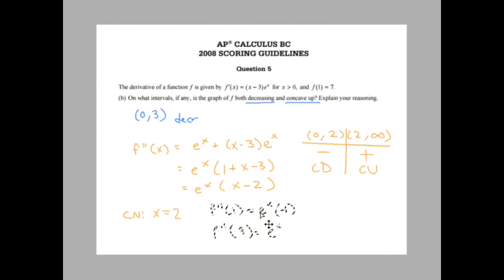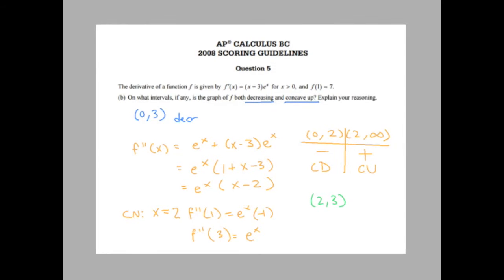Therefore, since we're trying to find where it's both decreasing and concave up, well, it's concave up on 2 to infinity, and it's decreasing on 0 to 3, so the intersection of those two would be 2 to 3. So f is decreasing and concave up on the interval 2 to 3. And our justification for this is because f prime of x is negative on the interval, and f double prime of x is positive on this interval.